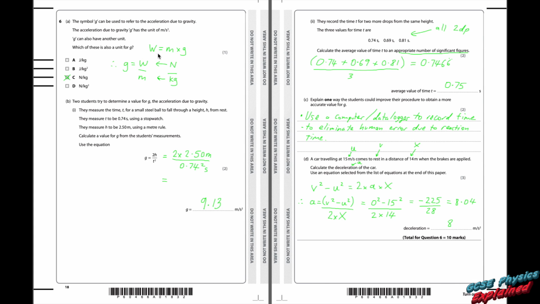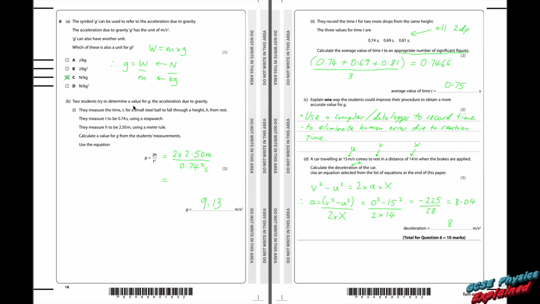So what you do is think of an equation that's got G, gravity, in it. Well, you've got weight equals mass times gravity. Rearrange that equation so gravity is weight over mass. Right, what's the unit of weight? Well, it's a force, so it's newtons. What's the unit of mass? Kilograms. So newtons per kilogram is also a unit for gravity. Is it over here? Yes, it is. There it is. The answer was C.